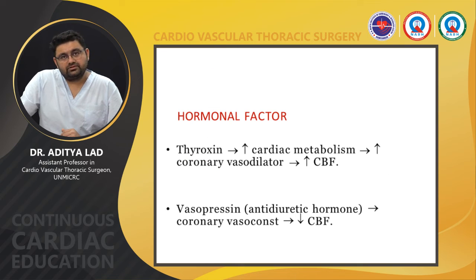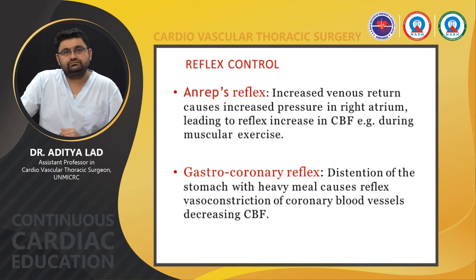Now we'll talk about the hormonal factors: thyroxine and vasopressin. Thyroxine increases cardiac metabolism, which is a potent coronary vasodilator, which increases coronary blood flow. Now, vasopressin, which is an antidiuretic hormone, causes coronary vasoconstriction and decreases coronary blood flow.